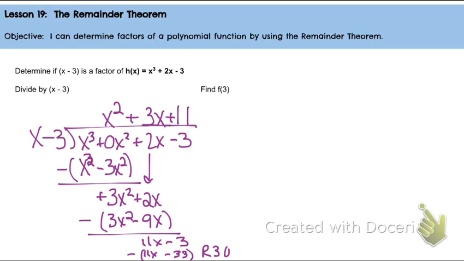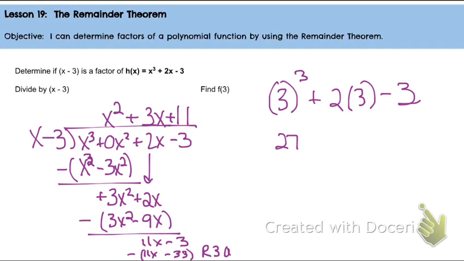So make a prediction here. What do you think we're going to get when we plug 3 in for this particular polynomial? Let's try it. f of 3 equals 3 cubed plus 2 times 3 minus 3. 3 cubed is 27 plus 6 minus 3. 33 minus 3 is 30.